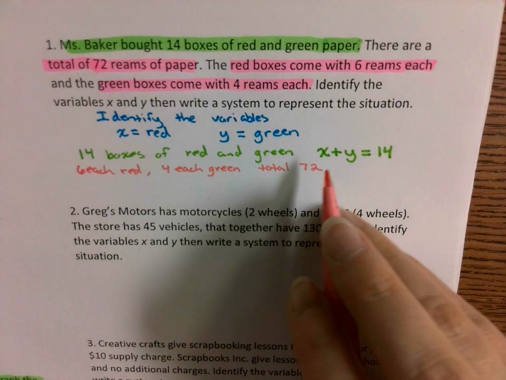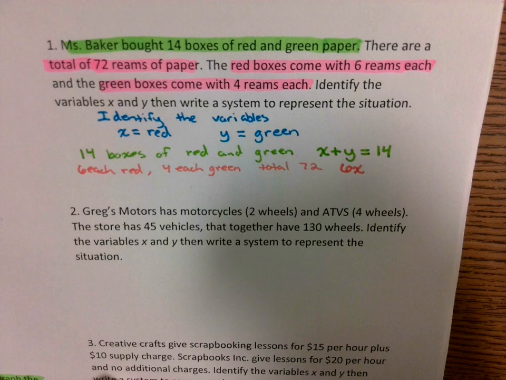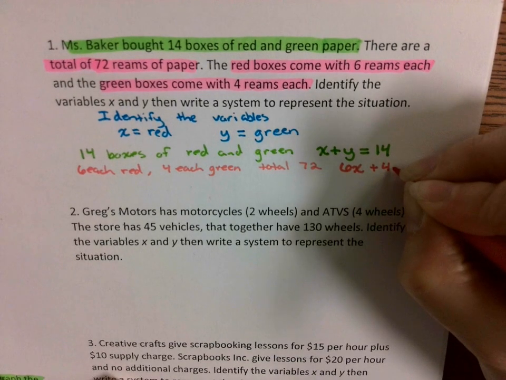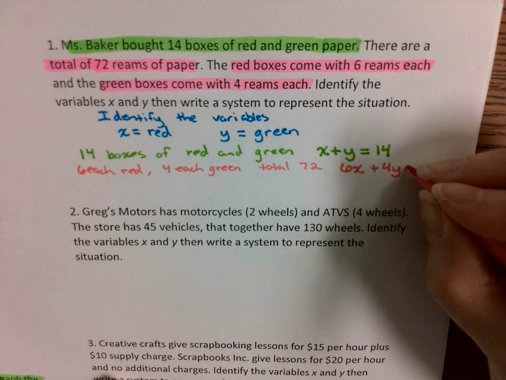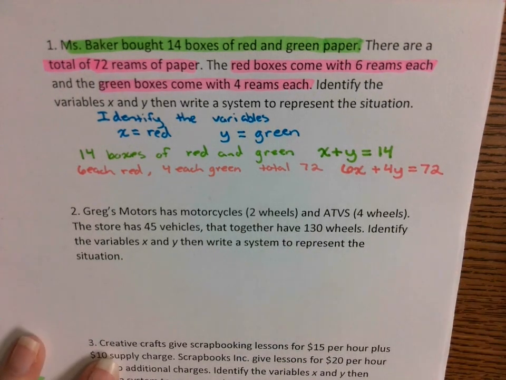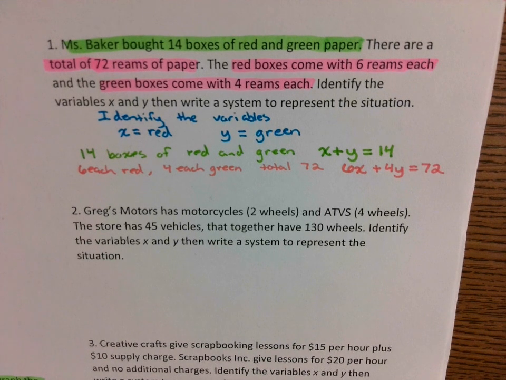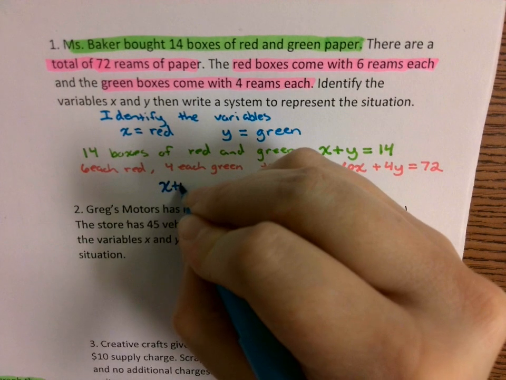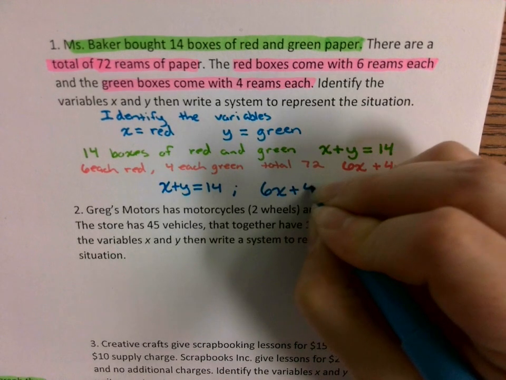So that means when I'm making this equation, it's going to be 6x, that's 6 per red, plus 4y, because that's 4 per the y, per the green, and that's going to equal 72. So there's my next equation. And then that's it. I just wrote my system. So my 2 equations are just x plus y equals 14 and 6x plus 4y is equal to 72.